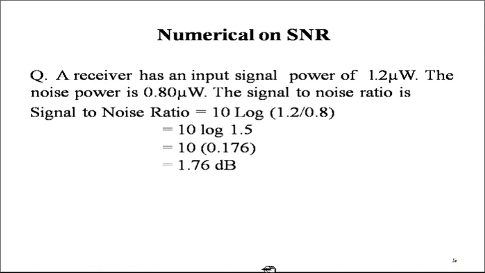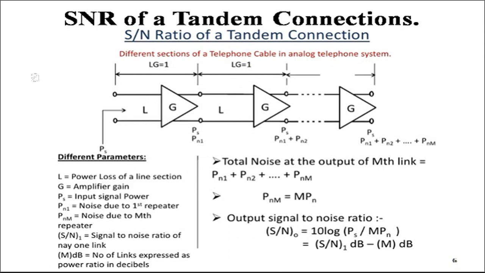Okay, it's very simple. The second point which we are going to see is signal to noise ratio for tandem connections. Firstly, get to know what is meant by tandem connections. Tandem means one after the other, where both of them are going to do the same function.